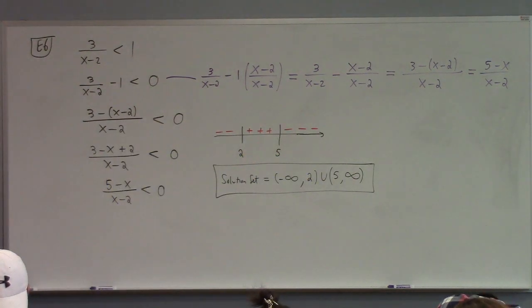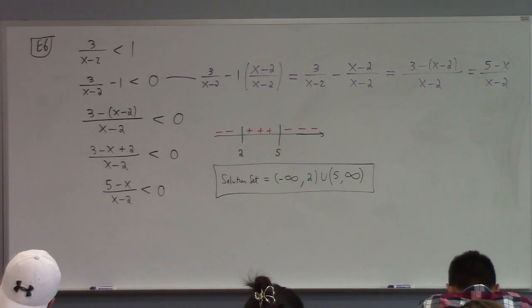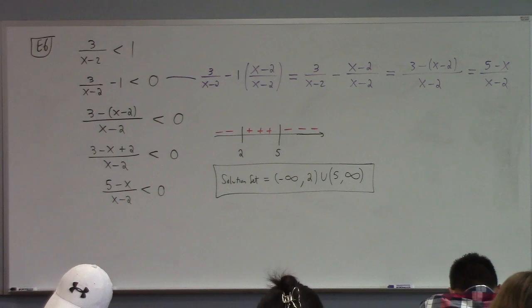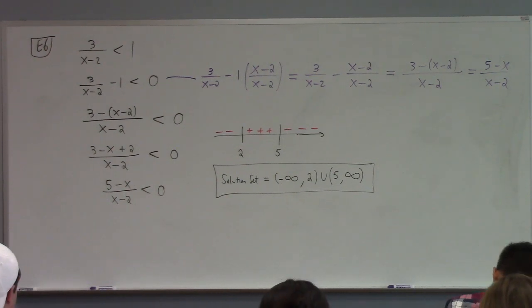And this one's nice. I don't even have to think about whether or not I'm missing numbers to include, because it's a strict inequality. We're not including equality, so all the critical numbers are out because we're not interested in it being 0, and of course we're never interested in dividing by 0.